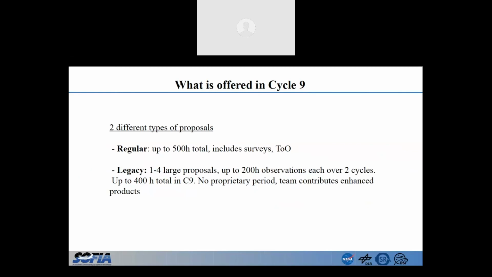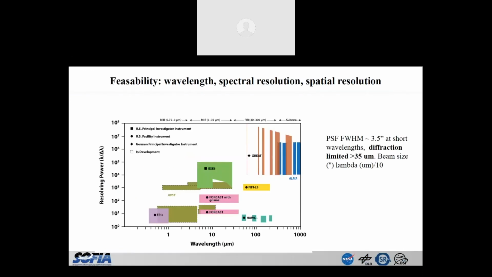So your observation must fit in one of 2 large categories: regular, for which we have up to 500 hours, and that includes surveys and targets of opportunity, and legacy. Those are very large proposals, which have no proprietary period and for which the team commits to offer enhanced products. So a large chunk of time is reserved for those types of projects. We will have in cycle 9 up to 400 hours for legacy programs.